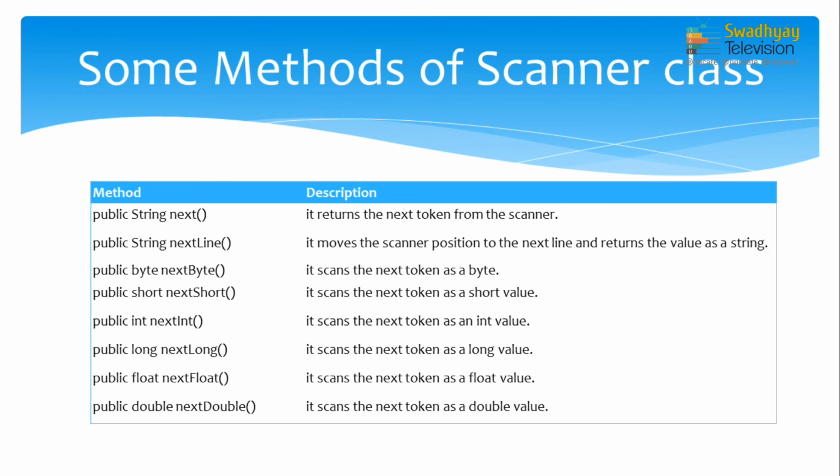Now, the Scanner class provides various types of methods to read different types of primitive data. So, what are those methods? We look at those methods. On screen you can see various methods provided by the Scanner class. The first method is next. It returns the next token from the scanner and the return type is string. Suppose you want to read an entire line, you can use nextLine. It moves the scanner position to the next line and returns the value as a string. Similarly, we have nextByte, nextShort, nextInt, nextLong, nextFloat and nextDouble methods to return appropriate data from the keyboard entered by the user. So, these are some methods of the Scanner class.